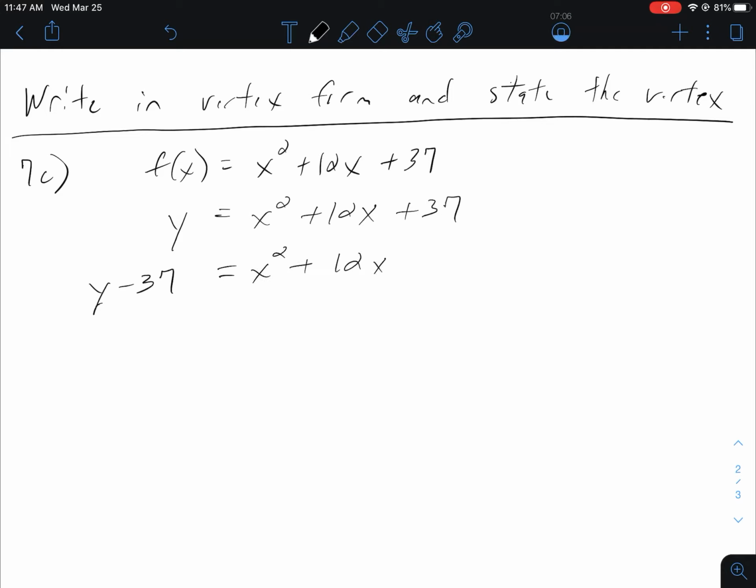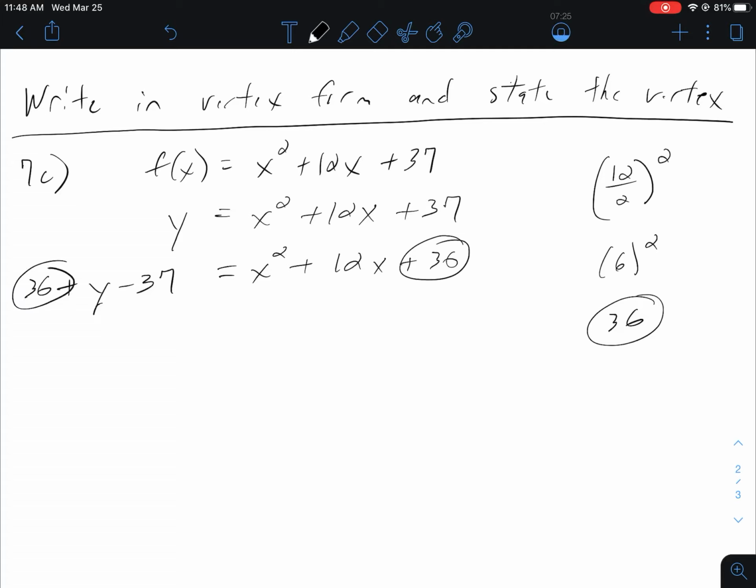Now, same little magic trick there, okay? We take that little formula, b divided by 2, and square it. In this case, that's 6 squared, which is 36. And same thing we've been doing, we're going to add that 36 here, and we have to add it to the other side to make sure we keep that equation balanced.